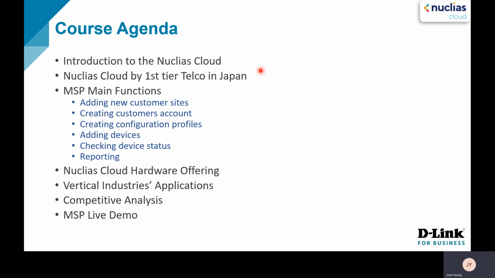success case in Japan. Then we have the MSP main functions: how to create a new customer site, creating the customer account, creating the AP and switch profile, adding the devices, checking the device status, and lastly, the reporting. Next is the Nuclias Cloud hardware offering on the AP and switch, then the vertical industrial applications, then the comparison with other brands, and lastly, the MSP live demo.